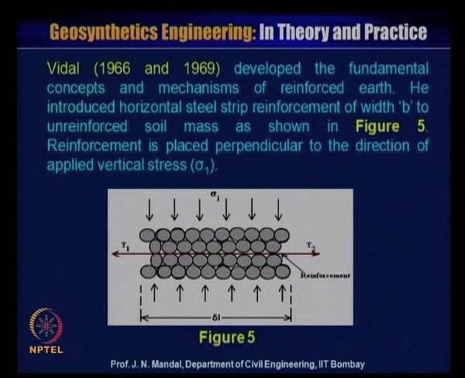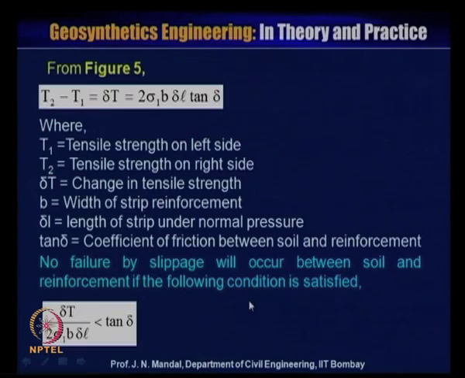So now Vidal, in 1966 to 1969, developed the fundamental concept and mechanism of reinforced earth. He introduced the horizontal steel strip reinforcement, with width B, to the unreinforced soil mass as shown in this figure 5. The reinforcement is placed perpendicular to the direction of the applied vertical stress sigma 1, and this is T1, this is T2 and this is delta L. Now if you apply the load, there will be deformation delta L.